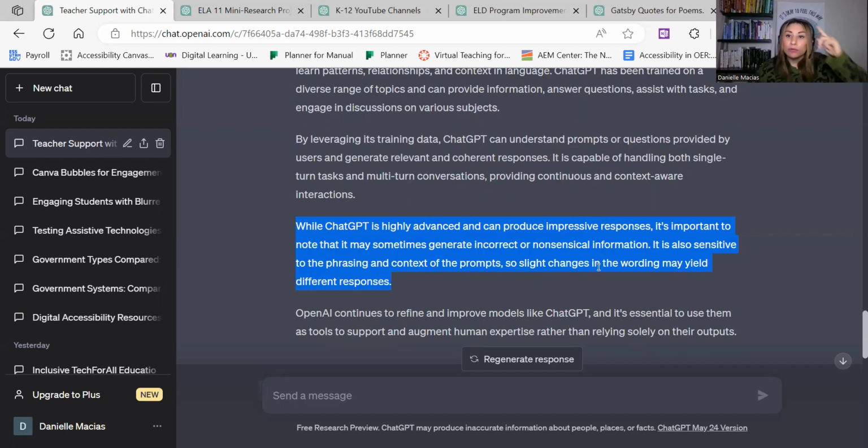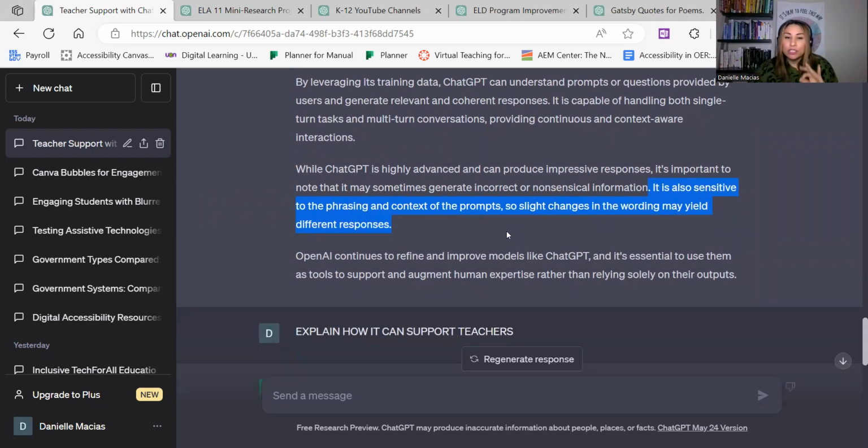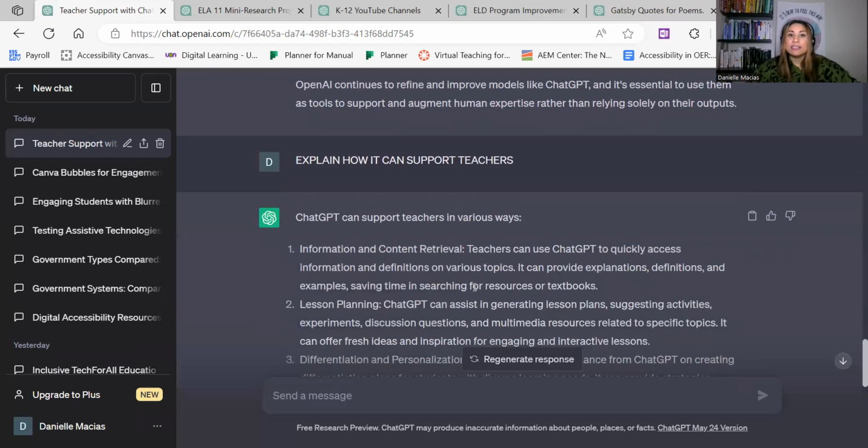Yes. So note, it is also sensitive to the phrasing and context of the prompts. So slight changes in the wording may yield different responses. So what this tells me is that although the information is out there in space, if we don't know how to write a command or a template or phrase a question to ChatGPT, it might vary in the responses. So it could give us what we want, and we just need to tweak it so that it could give us something different if that's not what we're looking for, or give us exactly what we're looking for. I'm going to show you some examples of that. But knowing how to write commands is crucial, and understanding how ChatGPT can be used to benefit you as a teacher. So how can it support you as a teacher?